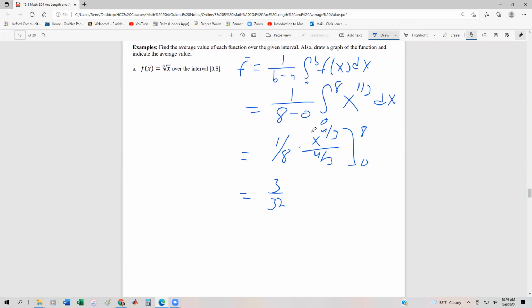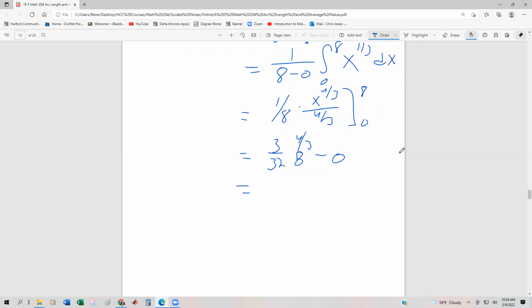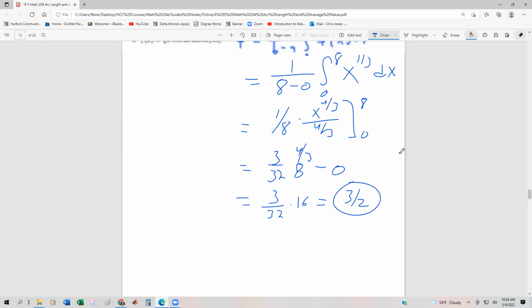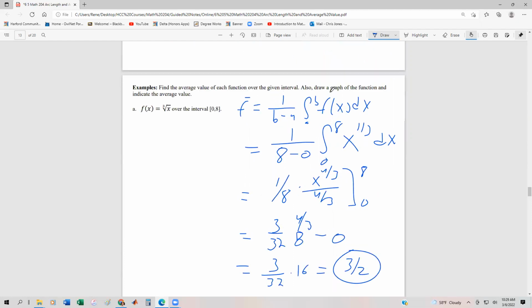And if we substitute 8 back in, we would get 8 to the 4/3. And then if we substitute 0 back in, that's just going to be 0 for us. Okay. When we simplify this, it actually works out really nicely. The cube root of 8 is going to be 2. 2 to the 4th is 16. So we really get 3 over 2, or 3 over 32 times 16, which is really going to be 3 halves.